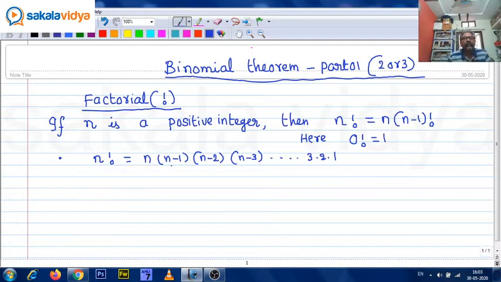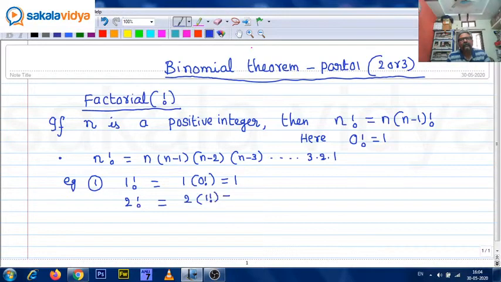Now n factorial is equal to n into n minus 1, n minus 2, n minus 3, down to 3 into 2 factorial. For example, what is 1 factorial? 1 factorial is equal to 1 into 0 factorial. 0 factorial is equal to 1, so it is 1. What is 2 factorial? 2 factorial means 2 times 1 factorial, which is 2 into 1, 2. What is 3 factorial? 3 factorial means 3 into 2 factorial, that is 3 times 2 equal to 6.